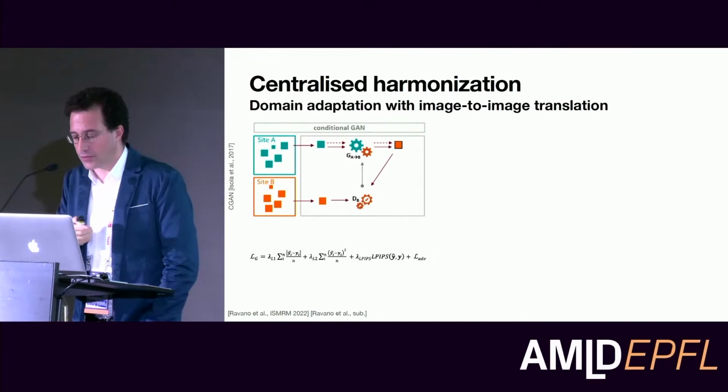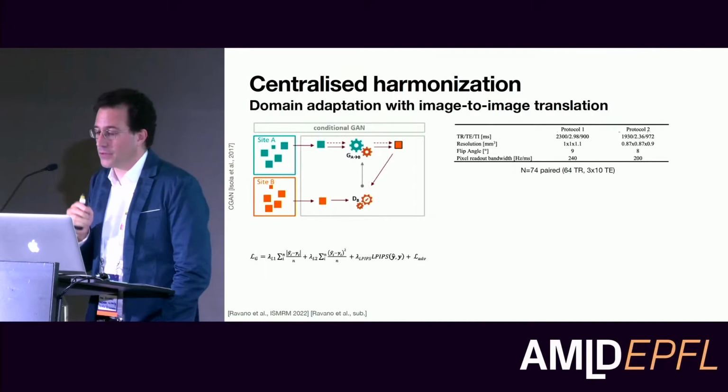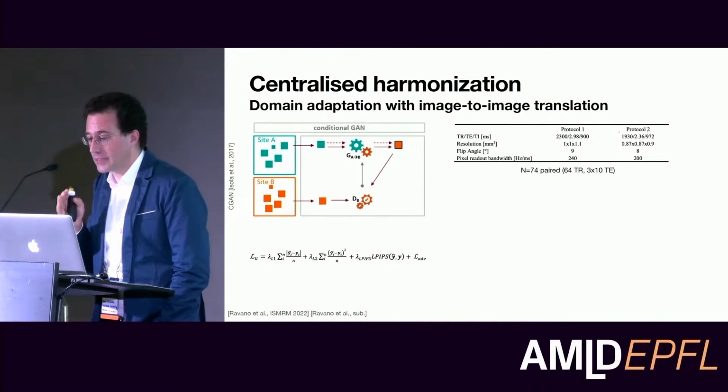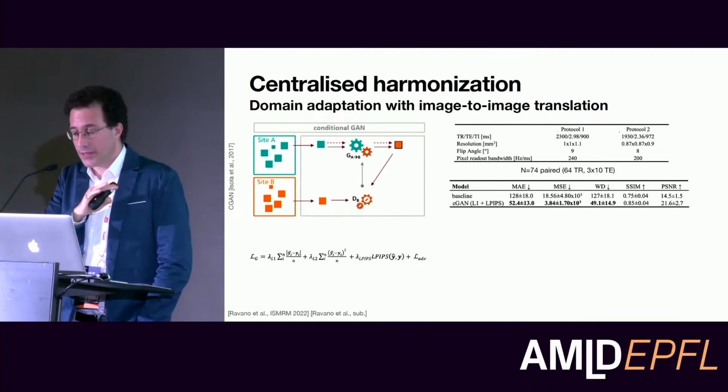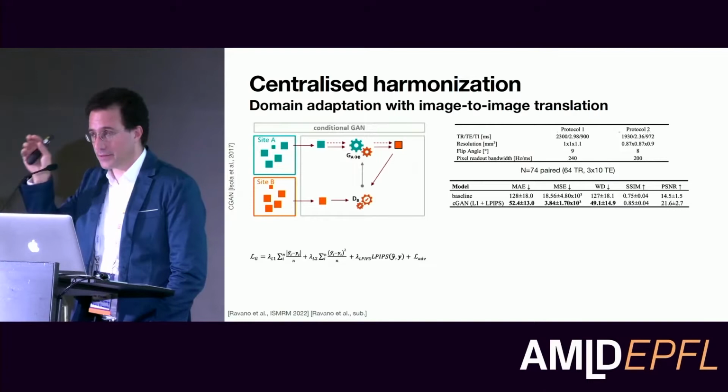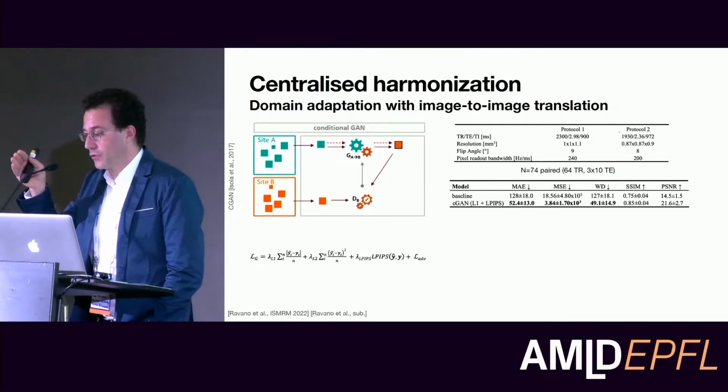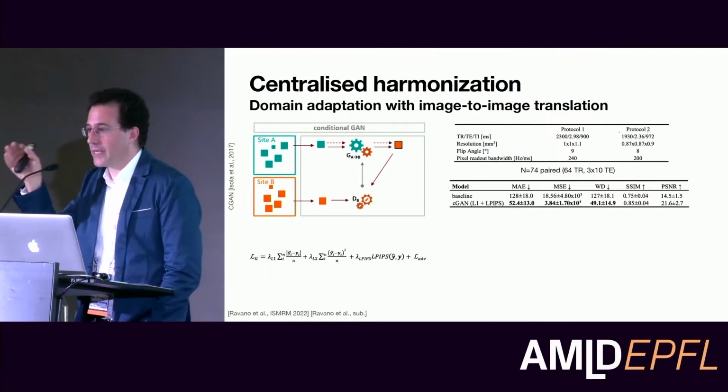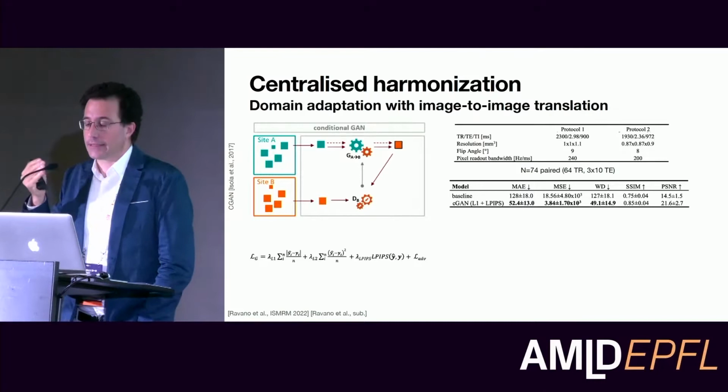So here are the two protocols, just to show you a little bit. The resolution is different. You have all these parameters that are different. We have 74 patients that are paired. We use 64 for training, and we just test on 30 for the moment. And for the results here, we have a few metrics: mean absolute error, mean squared error, Wasserstein distance between the histograms. All of these, you want them to be lower, so we succeed in getting them lower. And then we have also similarity metrics, the SSIM metric, which you want higher, one being the images are exactly the same at a high level, and then PSNR, the signal-to-noise ratio. So we get improved metrics on all of this, so that's fine.